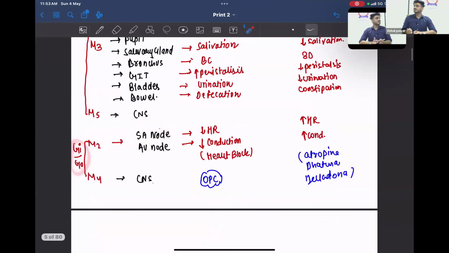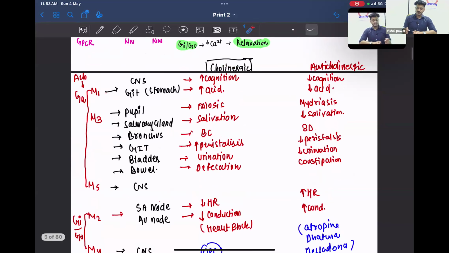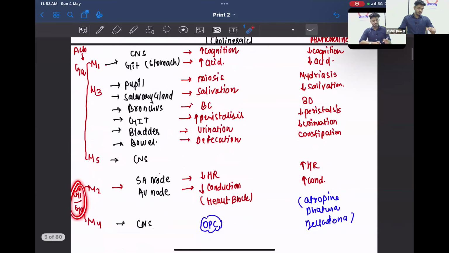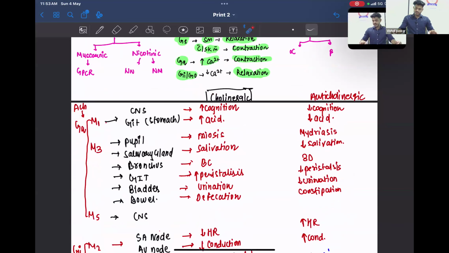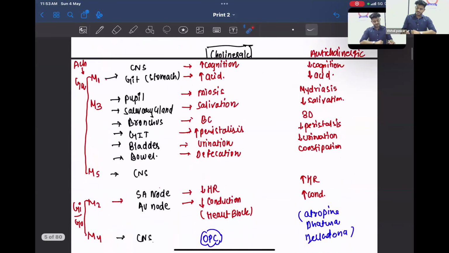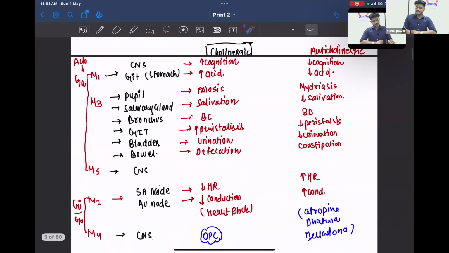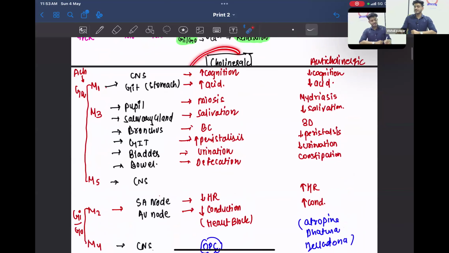Here it will be Gi/Go subunit. Here it will be Gq subunit, right? Is that okay? No issues with this? Whatever things are going to be here, these are going to be cholinergic things. Whatever things are going to be here, these are going to be anticholinergic things. No need to mug up anything, right?